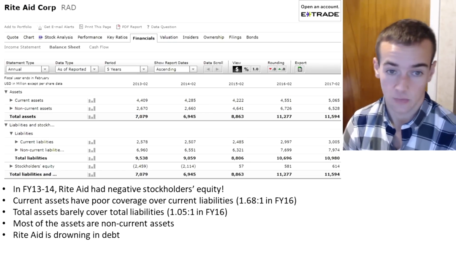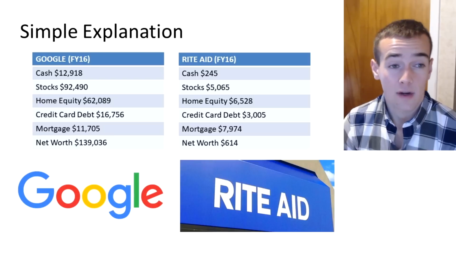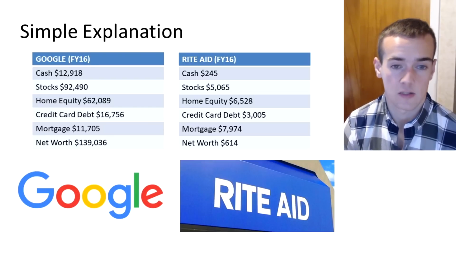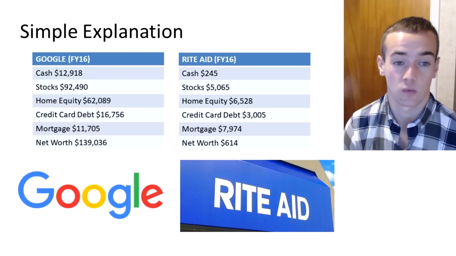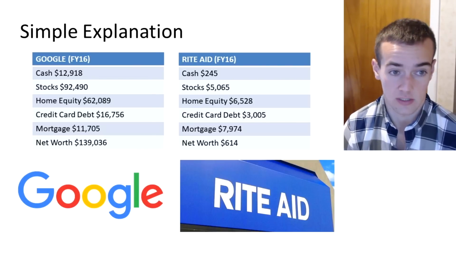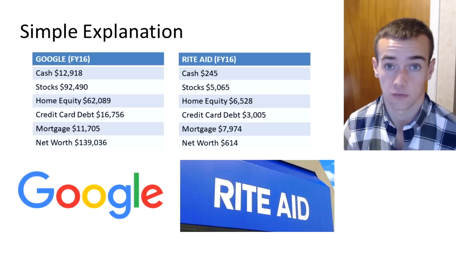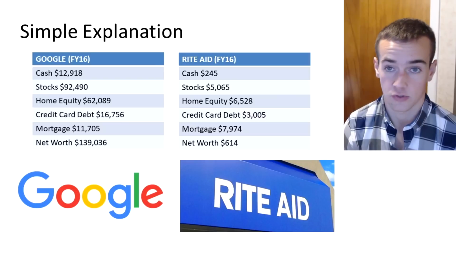So this is not something you'd want to see on the balance sheet of a long-term investment. Now I want to take what we just looked at and explain this more simply. So let's pretend that this was the balance sheet of your own house. Let's say Google is your balance sheet, and the balance sheet of Google is the balance sheet of your own household. You would have $12,918 sitting in cash.